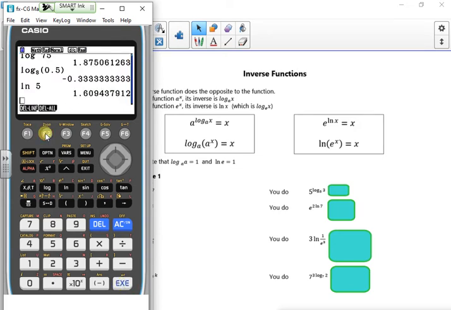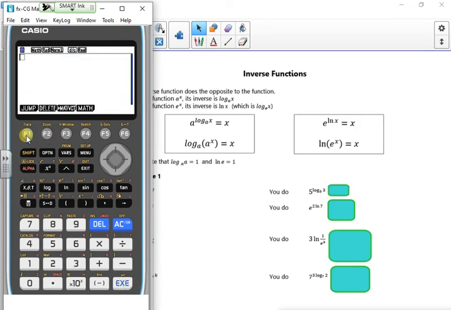So if you do log of 10 to the power of 3, the log and the 10 to the power of should cancel, and it should just give me 3. In the same way, if I did 10 to the power of log 3, the 10 to the power of and the log cancel out.